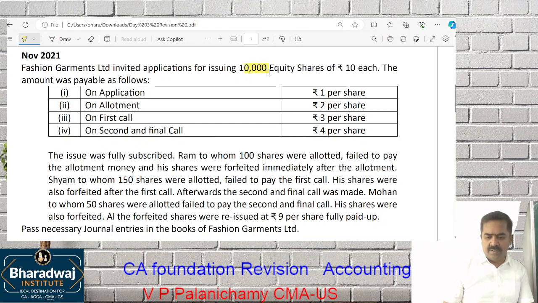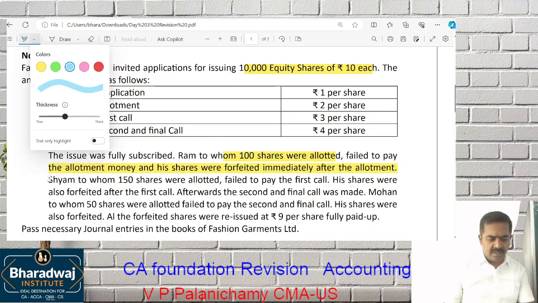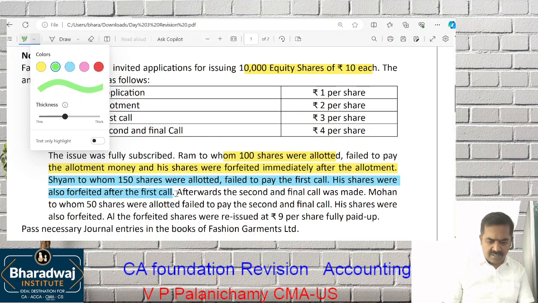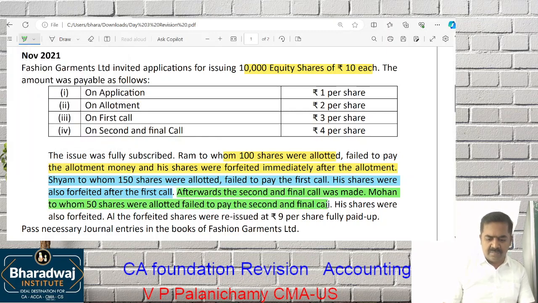How many shares are issued? 10,000. 1, 2, 3, 4, 10 rupees, okay. 100 shares are allotted, failed to pay which money? Allotment money, and shares are forfeited immediately after which one? Oh, allotment kapra or forfeiture irukku. Then, what is the next one? Shyam, 150 shares are allotted, failed to pay the first call, and the shares are forfeited after first call. Then, one more. Second call was made, Mohan did not pay the final call, and the shares are forfeited. So, 3 forfeitures. Good. All the shares are reissued at the rate of what? 9 rupees per share.